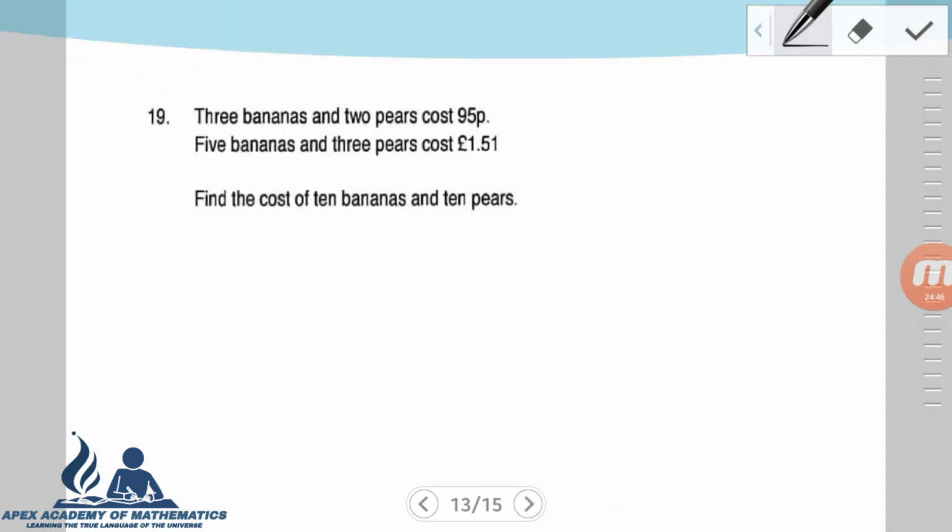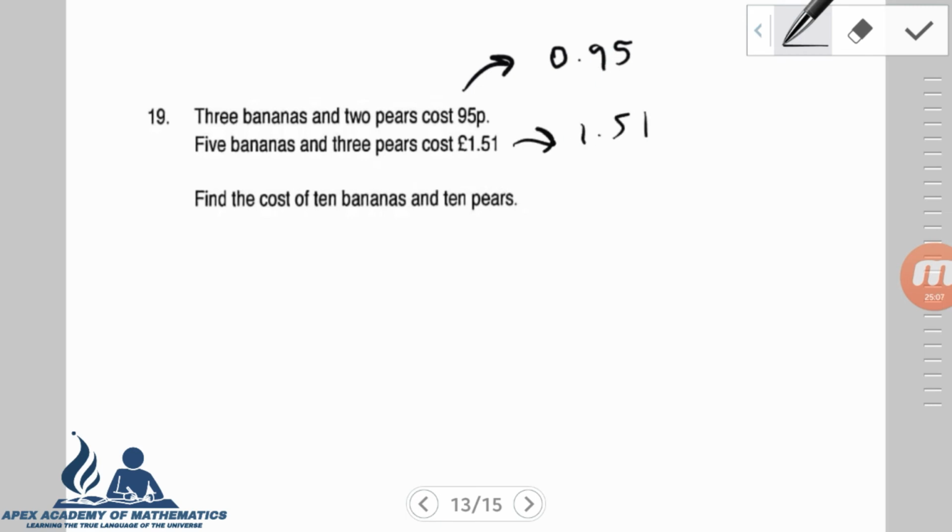All right, so you guys can try this one. Just to highlight that 95 pence, when you're creating your equation, it will not be equal to 95, but it will be equal to 0.95, because 95 pence is less than a dollar, and this of course would naturally be 1.51. So you're going to need your calculator for this one.